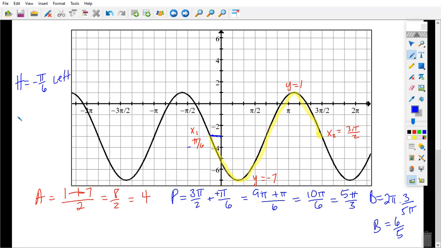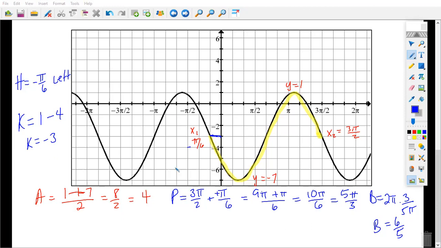Your K, and how do you find your K? Your max minus your amplitude, and your amplitude is just the absolute value of your 4. So what was our max? What was our max? 1. Our K equals -3.